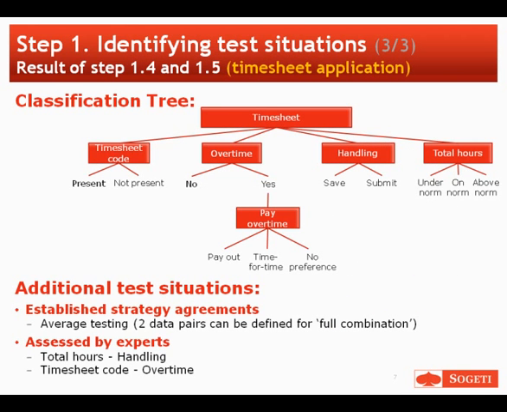The classification tree has been drawn up. The data attributes are being represented by rectangles grouped under the overall concept of timesheet, and the equivalence classes are the branches in the tree. Every branch in the tree is a test situation. Additional test situations have been identified as well. In the strategy, it has been agreed upon that two data pairs have to be fully combined. Every possible combination of total hours and handling must be tested, as well as every possible combination of timesheet code and overtime.